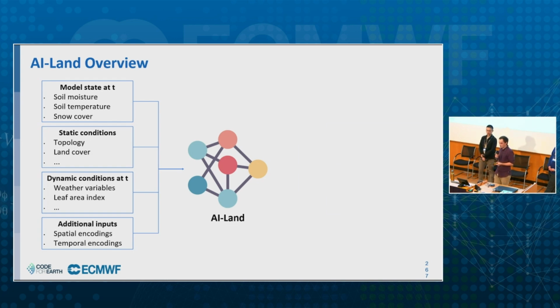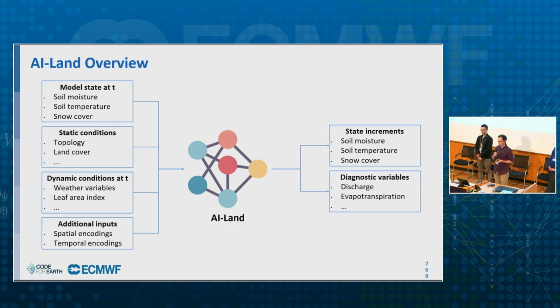And this machine learning model is then trained to predict, on the one hand, some state increments. So basically how soil moisture, soil temperature, and so on progress from one time step to the next. And it also predicts some diagnostic variables, which are basically variables which are not directly incorporated in the model state, but are still interesting in terms of land surface modeling. And then, of course, we can use this emulator as we do the regular model iteratively. So we can use the predicted state increments to update the state and just rerun the model.